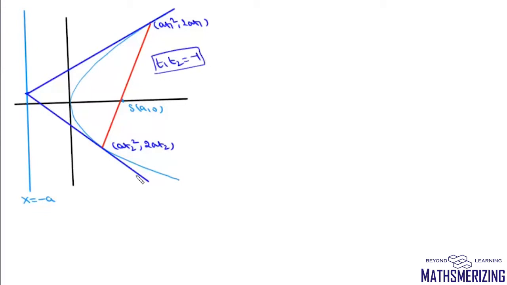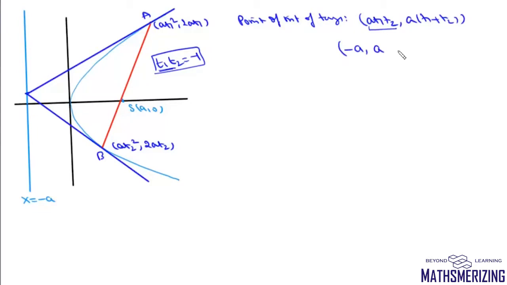Now if we draw tangents at these 2 points, say A and B, then we know that point of intersection of tangents drawn at A and B will be (at1t2, a(t1 plus t2)). Now since A and B are endpoints of a focal chord, that means t1 into t2 is -1. So if we put t1t2 as -1, we'll get this result as -a, and this is a(t1 plus t2). So its x coordinate is -a, which is independent of t1 and t2.